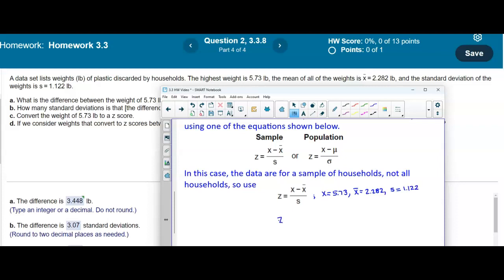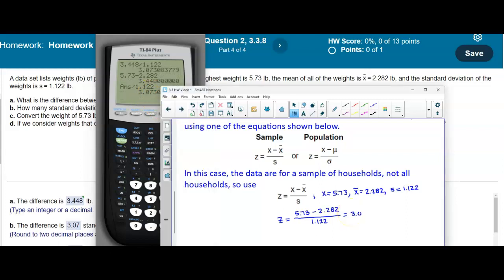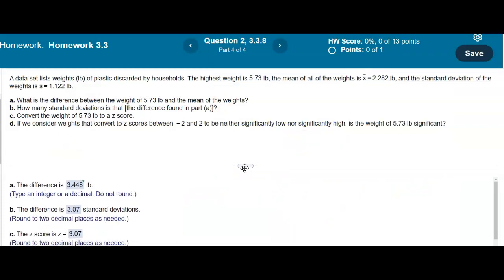So now we're going to plug it into our formula. So z is going to equal the value of x, which is 5.73, we're going to subtract 2.282, and then we're going to divide that by the standard deviation of 1.122. So when we do that, we should get the same value. 5.73 minus 2.282, and then we're going to divide that by 1.122. And again, we're going to round that to 2 decimal places. So we get a z-score of 3.07. So we get a z-score of z equals 3.07.